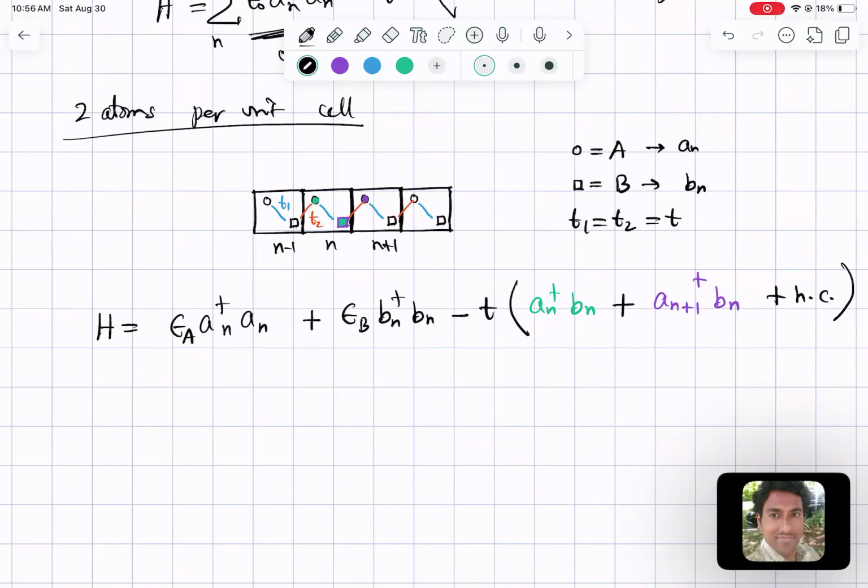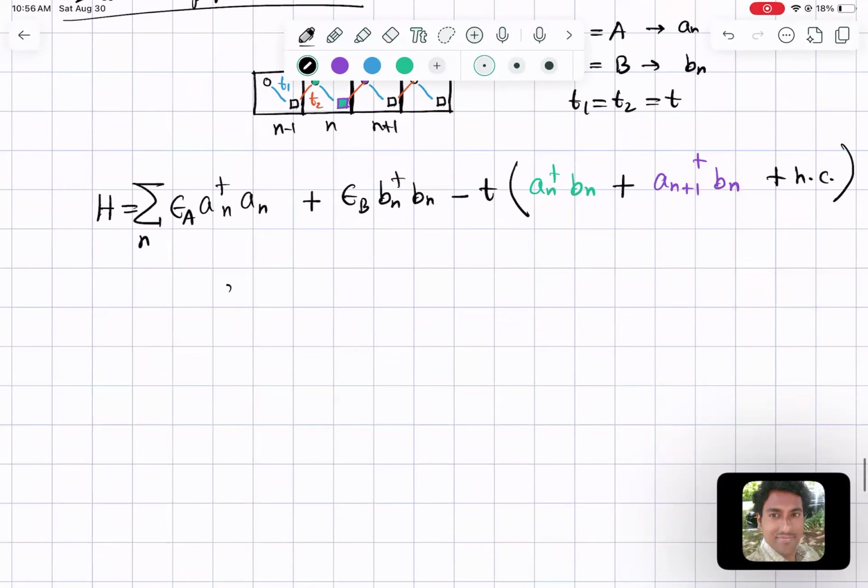And then this is the Hamiltonian, if you sum over n. And now we can apply the Fourier transformation. A_n would be the sum over k of e to the power i k n l, a_k. B_n would be e to the power i k n l, b_k. And if you take a dagger here, we'll have a minus sign and dagger. Just like the previous case.